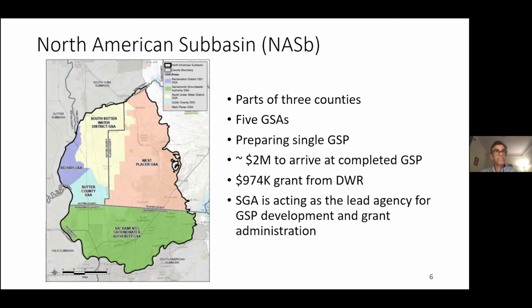Great, thanks. Again, North American Subbasin, I love it. We call it the NASB. We do exist in parts of 3 counties. And again, these areas were not part of the water form agreement. We're working with 5 GSAs.